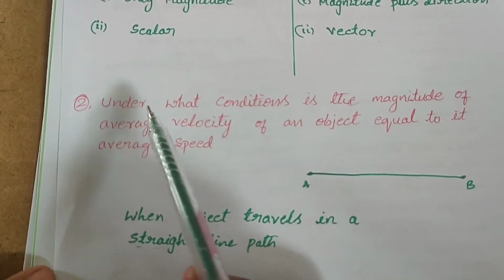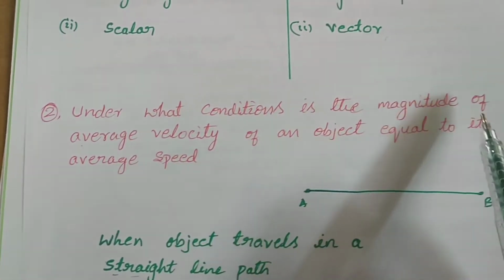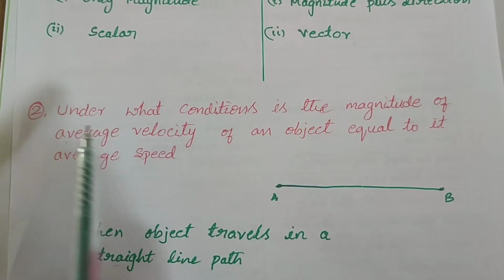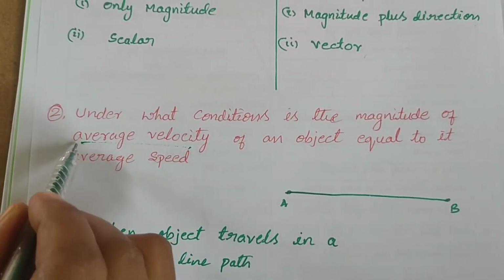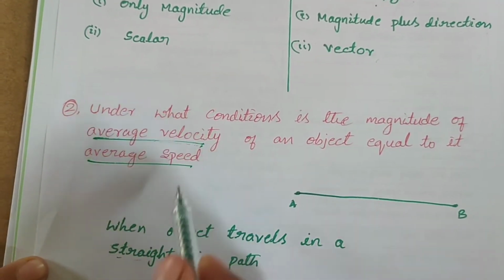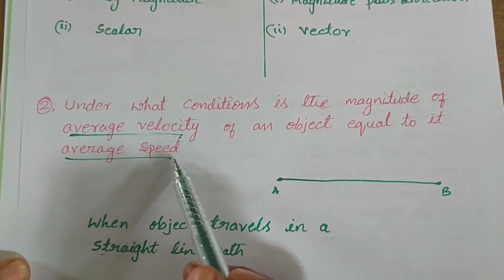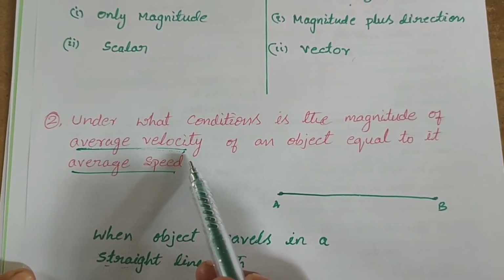Second question: under what conditions is the magnitude of average velocity of an object equal to its average speed? You can observe this one. Average velocity is equal to average speed. When, and under what conditions, is average speed equal to average velocity?